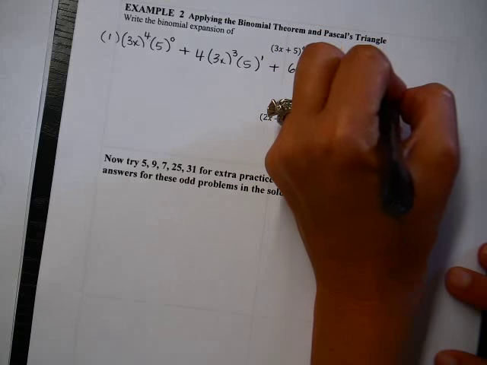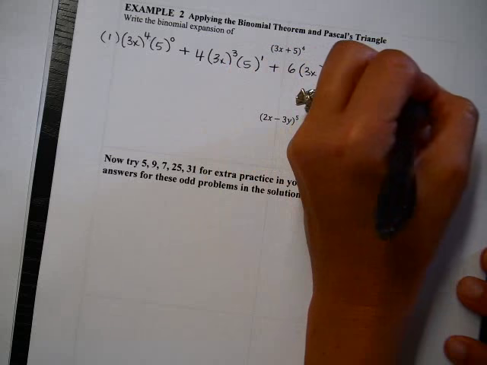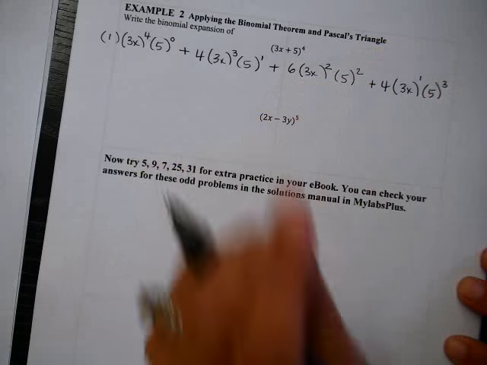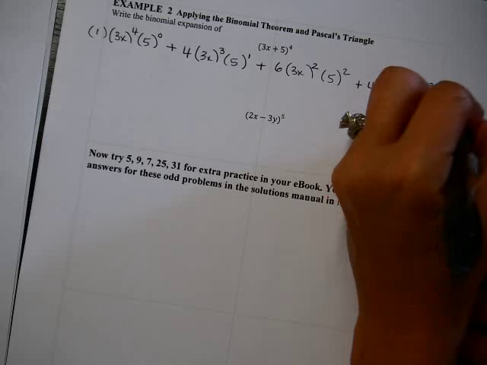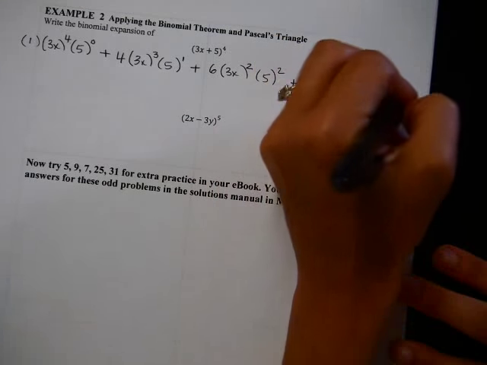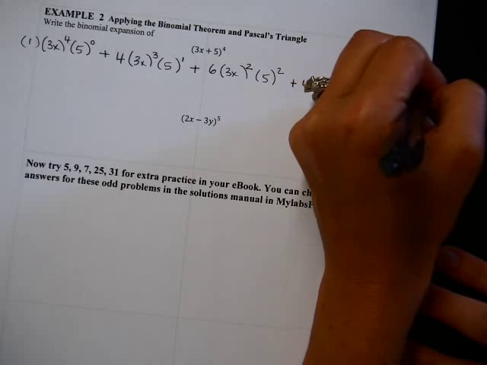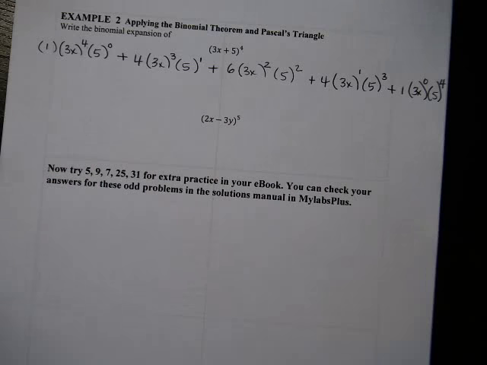Next, 4, again, 3x. This time it is to the 1 power, and 5 is to the 3rd power. And then my last piece, I have a 1 from the triangle. I have 3x to the 0, and then I have 5 to the 4th. So usually this is the longest part, it's just writing it all out.